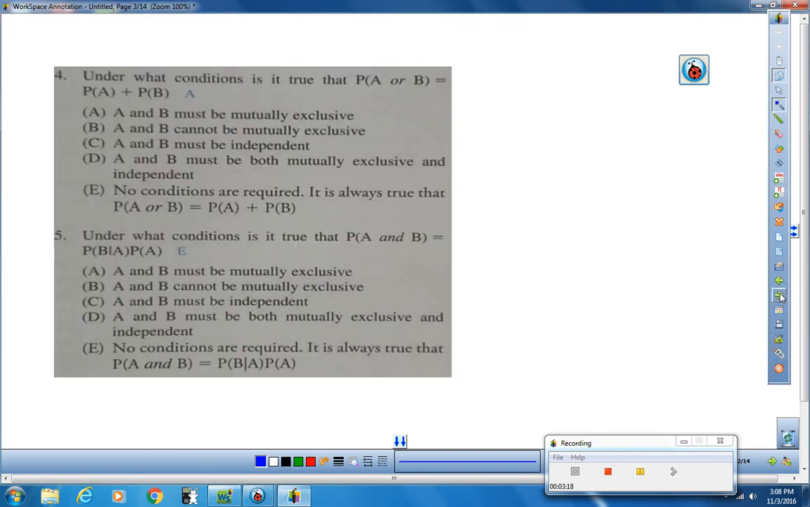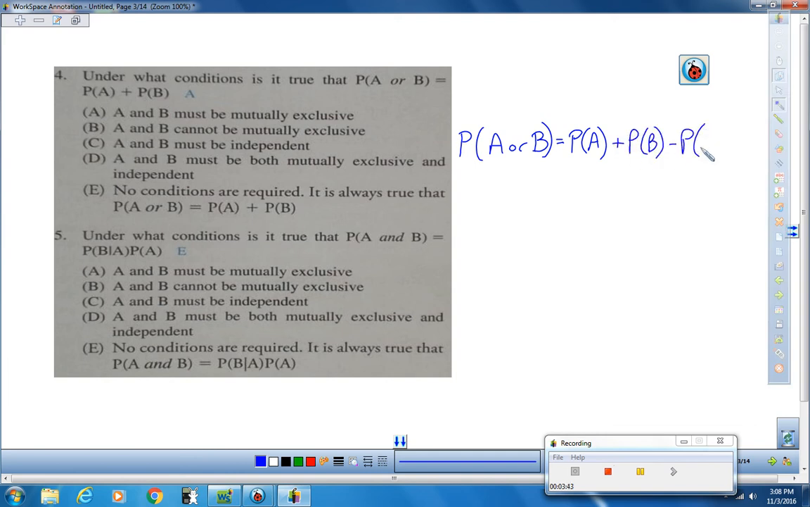For number 4, it says, under what conditions is it true that the probability of A or B is equal to the probability of A plus the probability of B? Well, we know this formula holds true for every single possibility. Probability of A or B is equal to the probability of A plus the probability of B minus the probability of A intersection B. So we can put an intersection, or we can write and. They're the same thing. So I'm going to write and here.